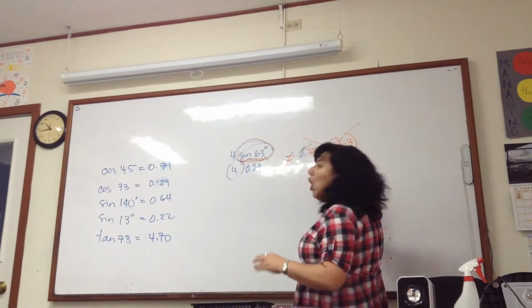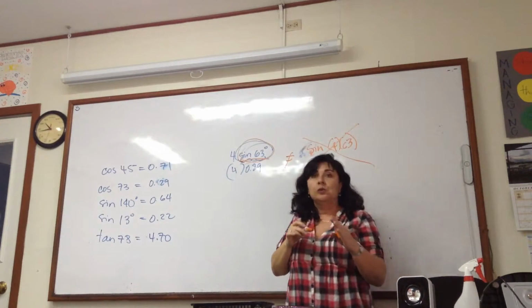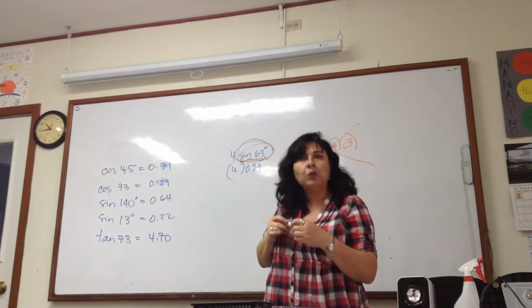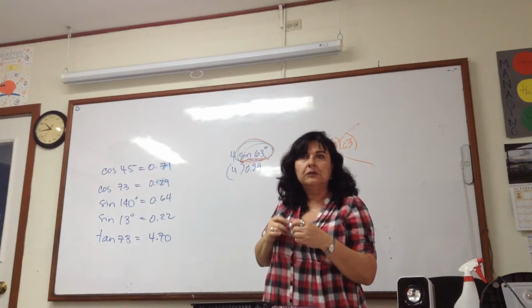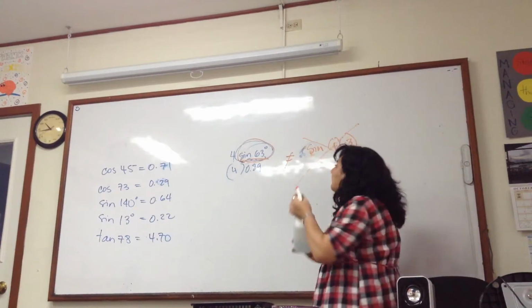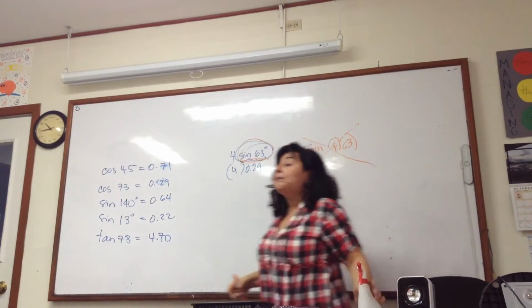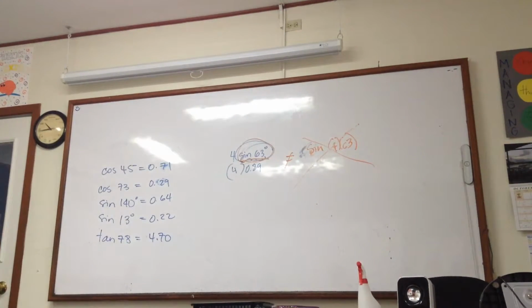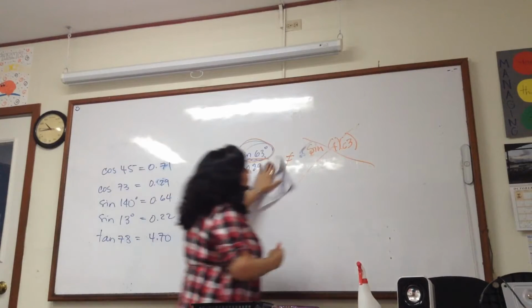Can we divide? Divide what? Get rid of the 4, or 63 divided by something? No, because it's not multiplying.